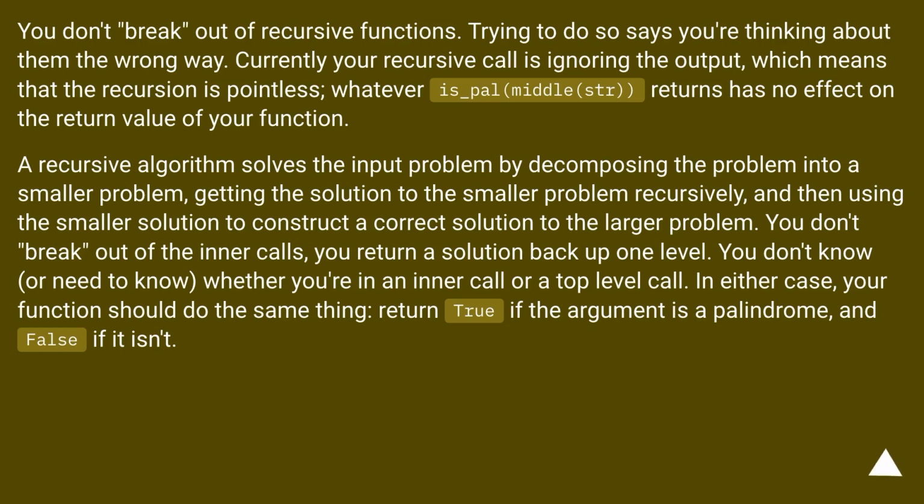A recursive algorithm solves the input problem by decomposing the problem into a smaller problem, getting the solution to the smaller problem recursively, and then using the smaller solution to construct a correct solution to the larger problem. You don't break out of the inner calls, you return a solution back up one level. You don't know, or need to know, whether you're in an inner call or a top-level call. In either case, your function should do the same thing: return true if the argument is a palindrome, and false if it isn't.